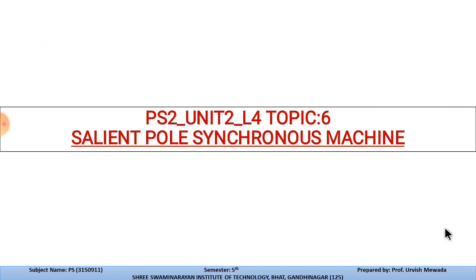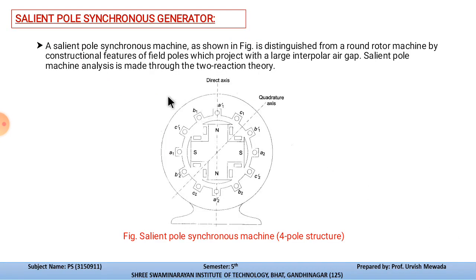Now this is topic number 6 of lecture number 4, that is salient pole synchronous machine. Let us discuss the salient pole synchronous generator. So what do you mean by salient pole? This is the structure of the rotor, and it is looking like a dumbbell. In this generator we have a lesser number of poles compared to the cylindrical rotor. Such generators are used for high speed. In the case of a thermal power station, generally we use such a generator for the generation of power.